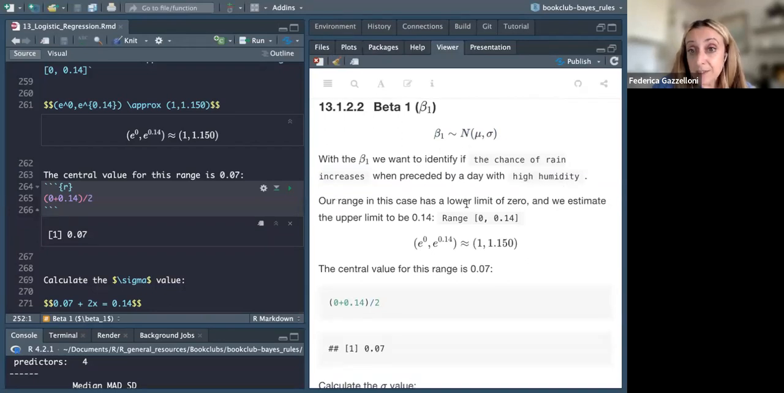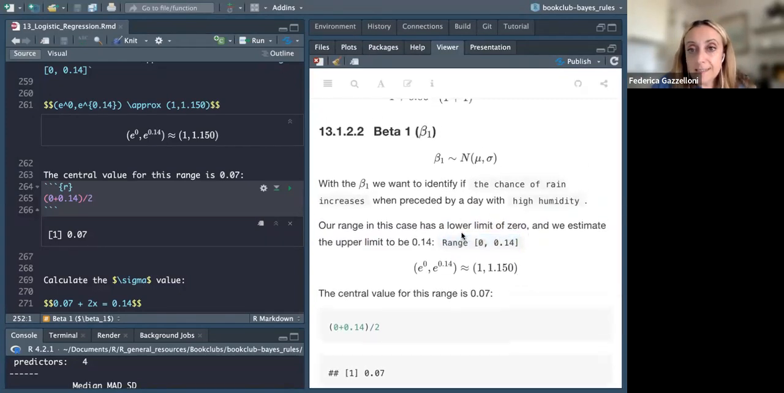So our range in this case has a lower limit of 0, and we estimated the upper limit to be 0.14. And so we already estimate a range. So in this case, we are not searching for the other bit of the range, but we already estimated a range, and that is how we did it, basically.